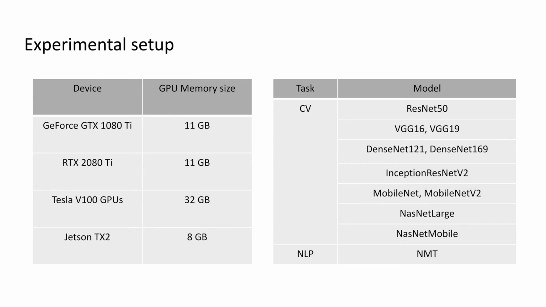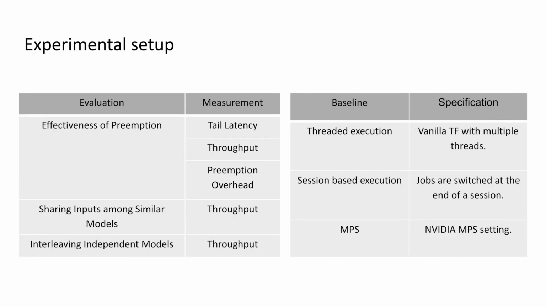Benchmarks are multiple CNN models selected from the Keras applications, like ResNet50 and VGG16, and one recurrent neural network, NMT. We evaluate the effectiveness of preemption and data reuse by showing performance in tail latency, throughput, and preemption overhead. The baselines are Nvidia MPS, vanilla TensorFlow, multi-threading execution, and session-based execution.